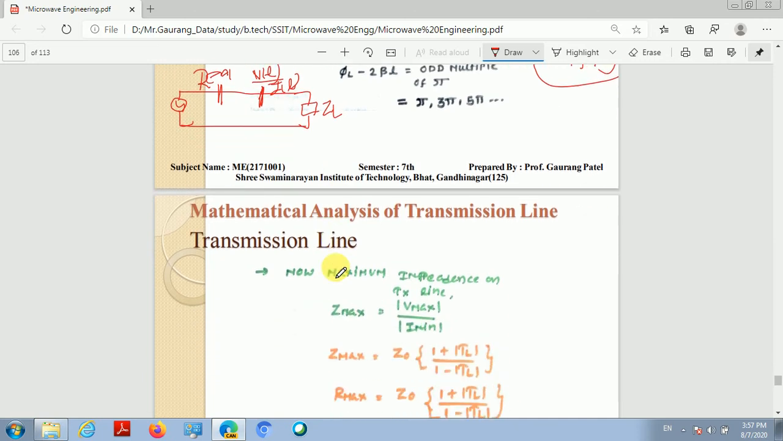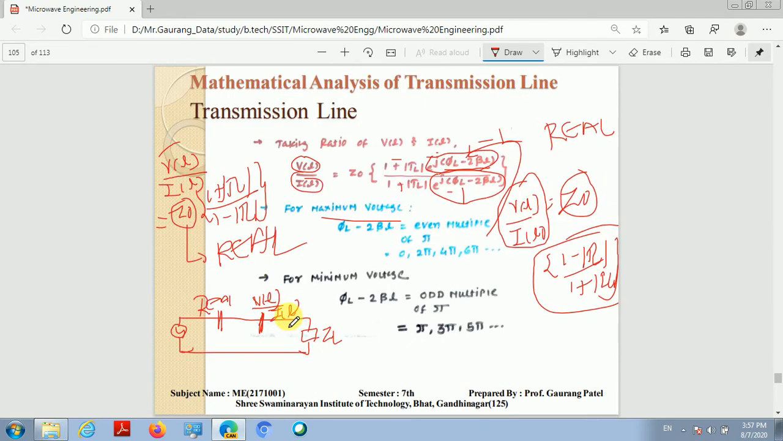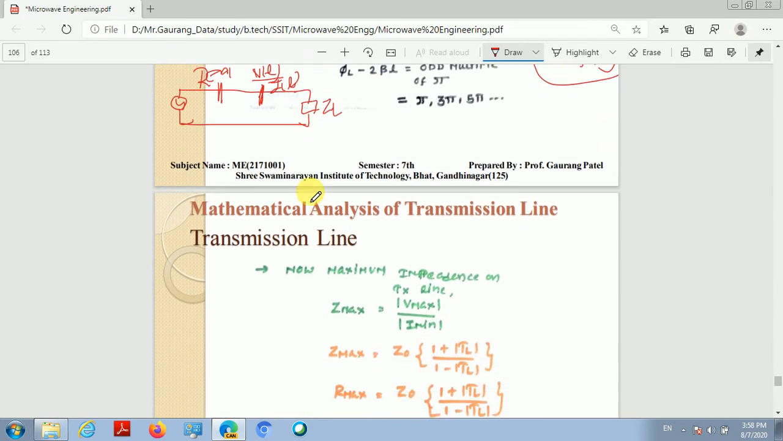As we know, impedance is nothing but the ratio of voltage and current. So impedance will be maximum when the voltage is maximum and current is minimum, meaning the numerator is maximum and the denominator is minimum. At that point this impedance is maximum and that is denoted as Z max.